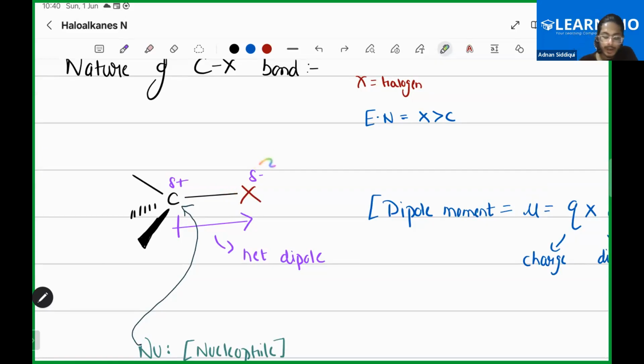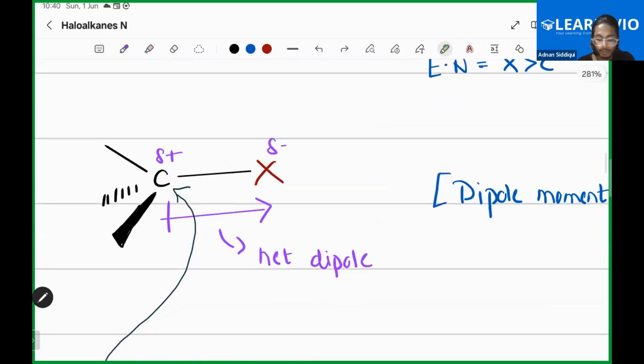But due to the electronegative nature of halogen, ideally the electron should have been placed like this. The halogen's electron should be near to the halogen and carbon's electron should be near to the carbon, right? Because they are making a type of covalent bond. In a covalent bond, an equal number of electrons are shared to make a bond, right? But due to its electronegative nature, it is pulling both of these electrons towards itself.